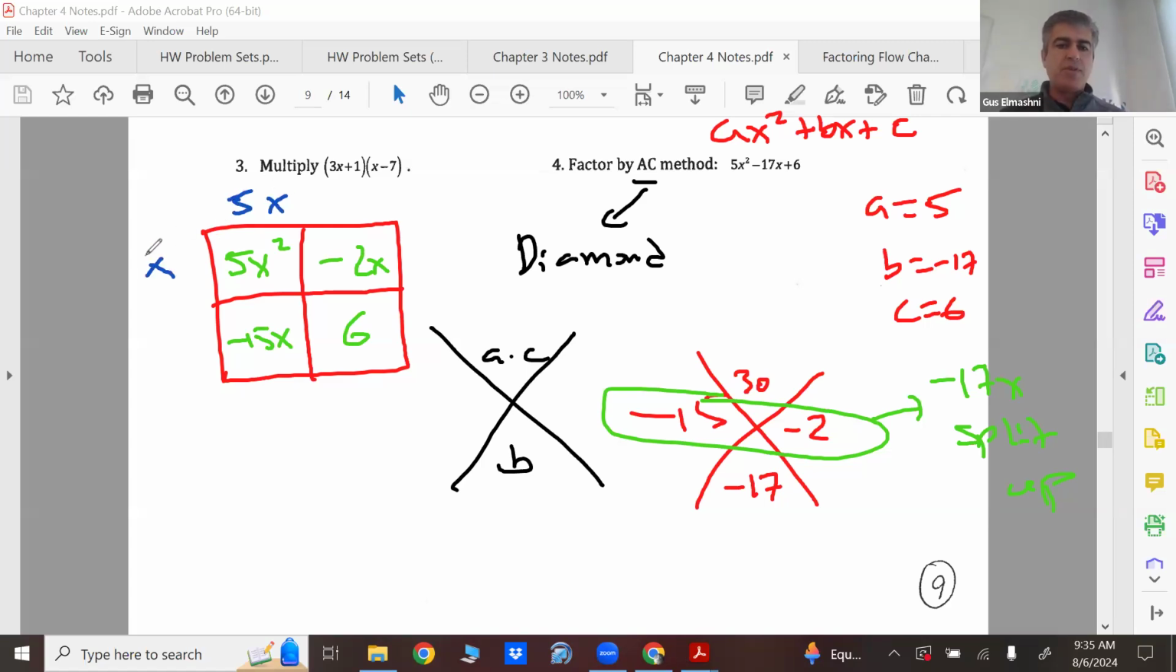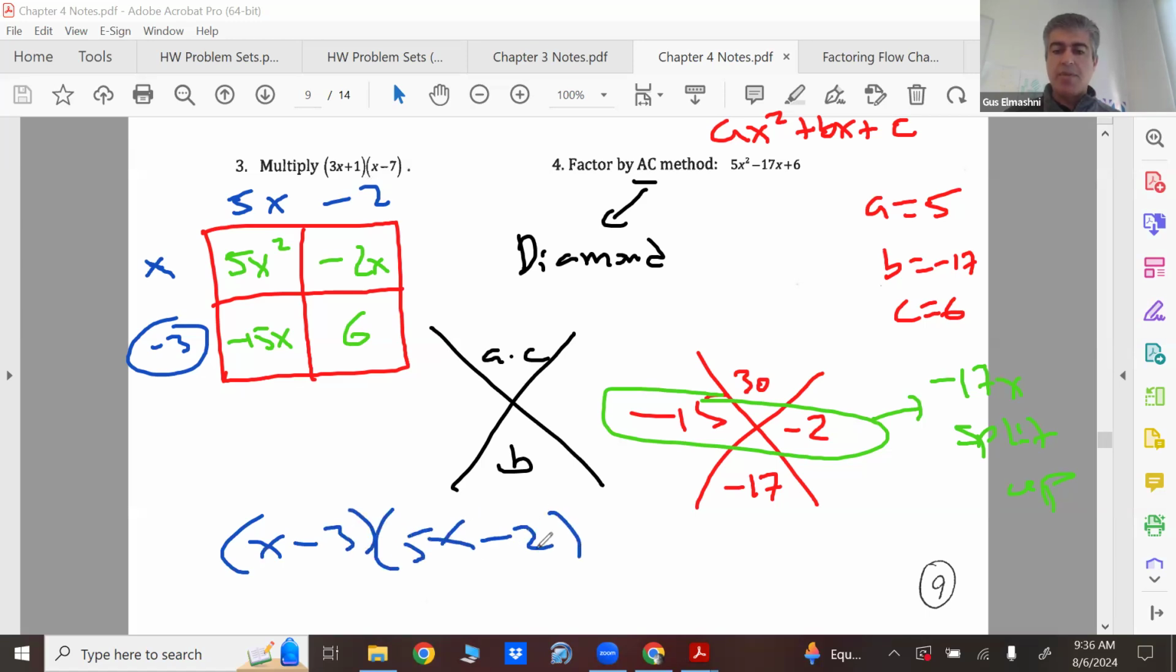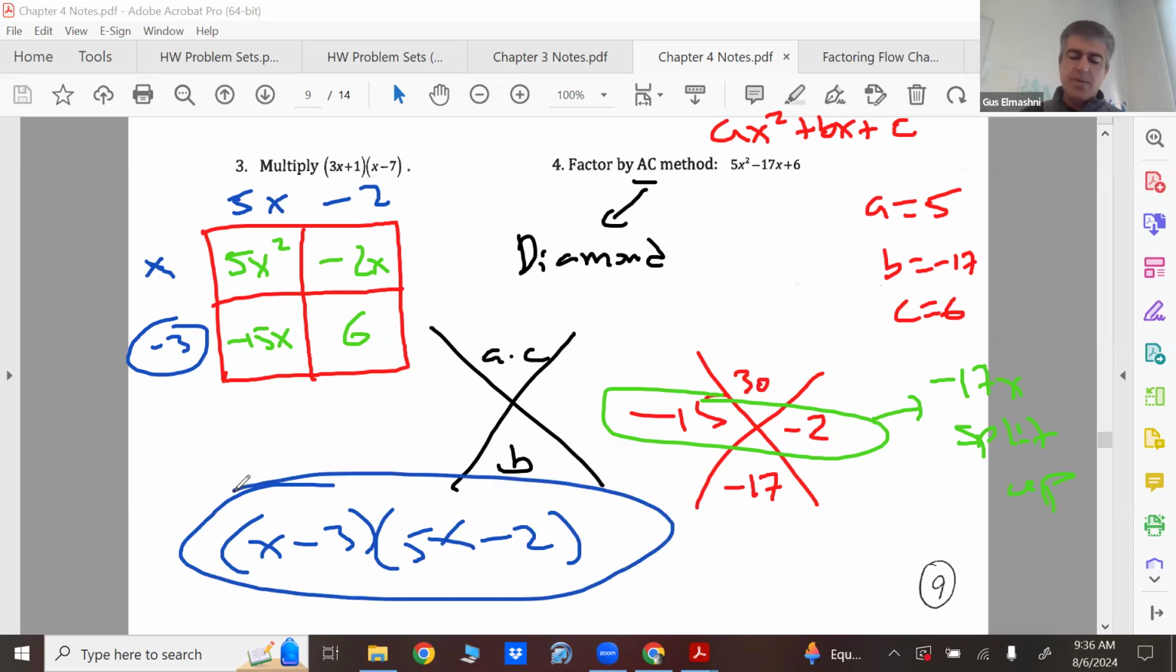Now the rest should be smooth sailing. What are you going to put right here now? What do you multiply 5x by to get -15x? Just -3. And what do you multiply -3 by to get 6? -2. And it's consistent. x times -2 is also -2x. Everything works out lovely. x minus 3 and 5x minus 2. And you're not asked to solve, so you just leave it like this. If you're asked to solve, then x equals 3, x equals 2/5 if it says set equal to 0.